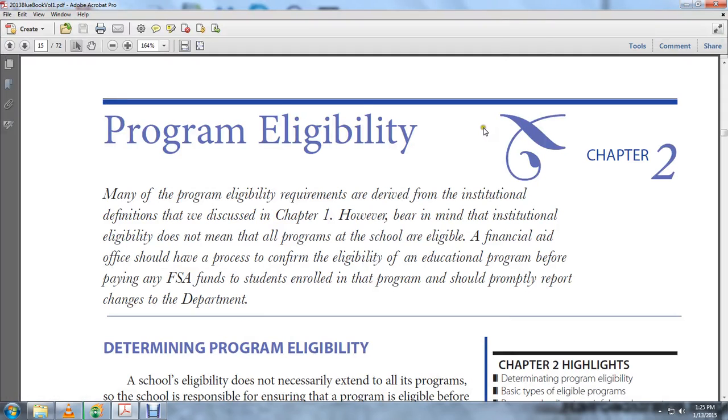Program eligibility. Many of the program eligibility requirements are derived from the institutional definitions that we discussed in Chapter 1. However, they bear reminding that institutional eligibility does not mean that all programs at the school are eligible. The financial aid office should have a process to confirm the eligibility of educational programs before paying federal student aid funds to students enrolled in the program, and changes should be promptly reported to the Department.